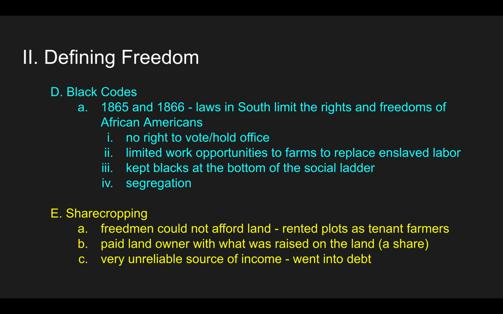Very unreliable source of income because you're depending on farming. So a lot of these freedmen farmers went into debt and so owed money to those landowners. This also kept them at the bottom of the social ladder because they were constantly in debt, and didn't have the opportunity to own things.